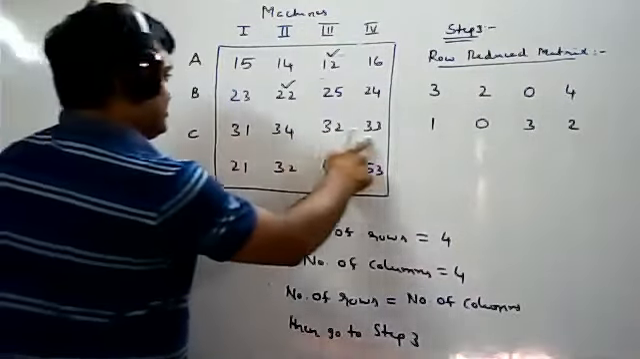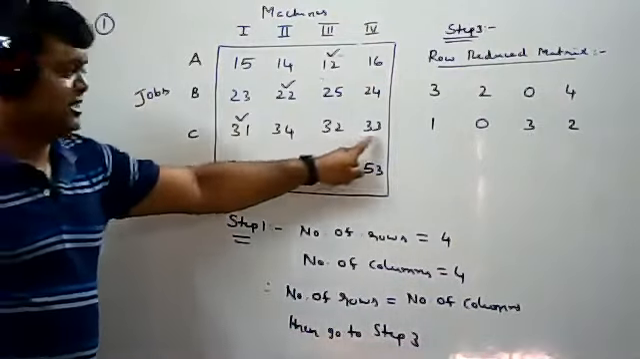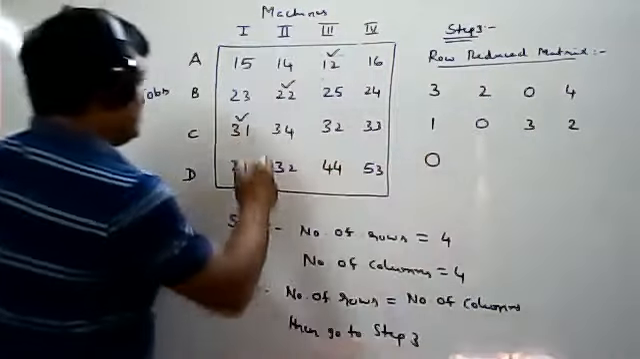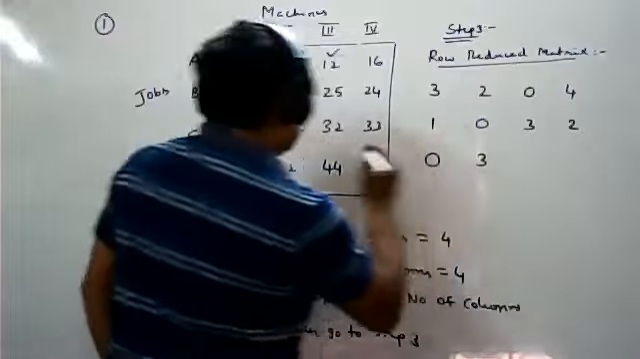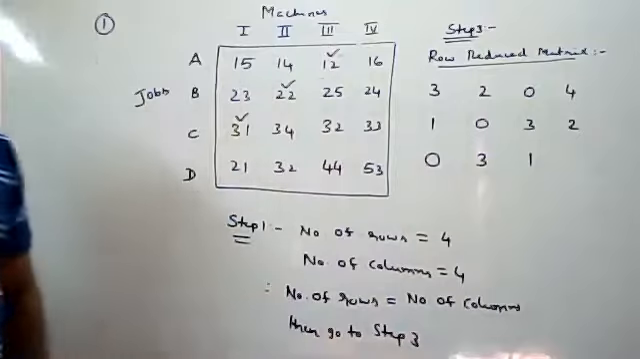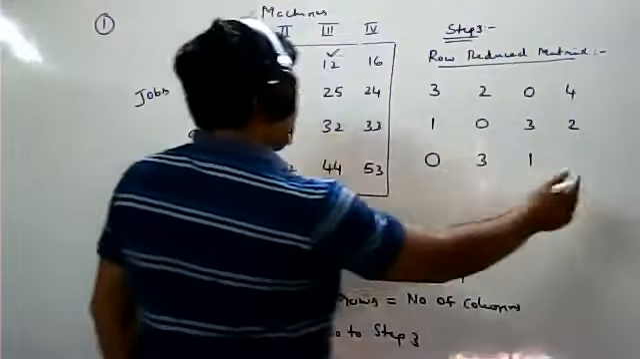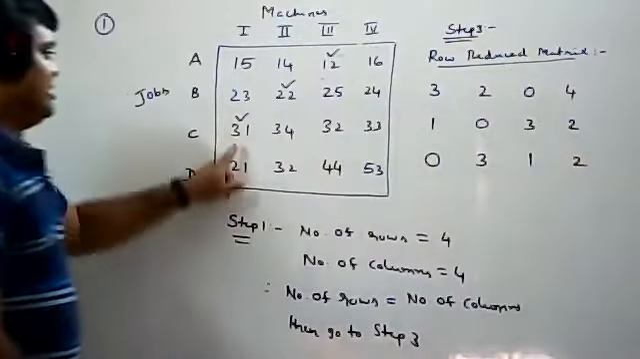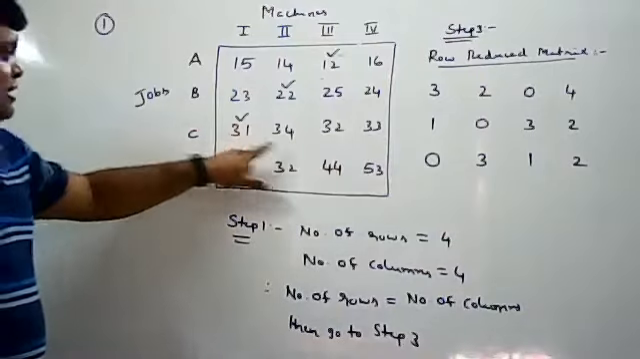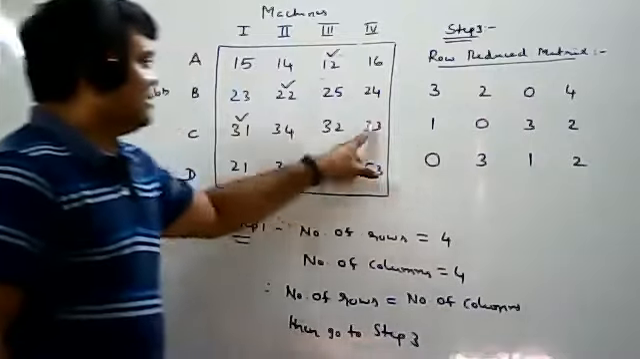Third row, smallest element. What is the smallest element in the third row? 31 is the smallest element. It should be subtracted from each and every element of that particular row. So 31 minus 31 is 0. 34 minus 31, 3. 32 minus 31 is 1. And then 33 minus 31 is 2.